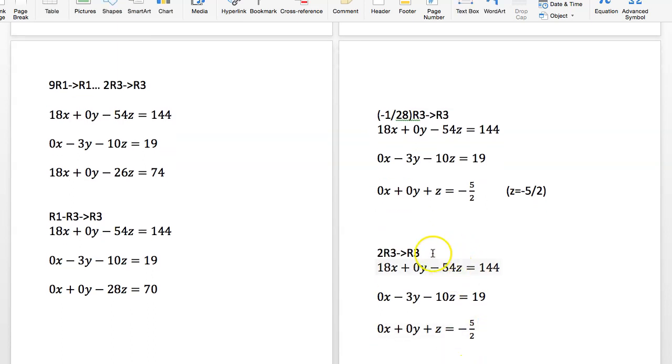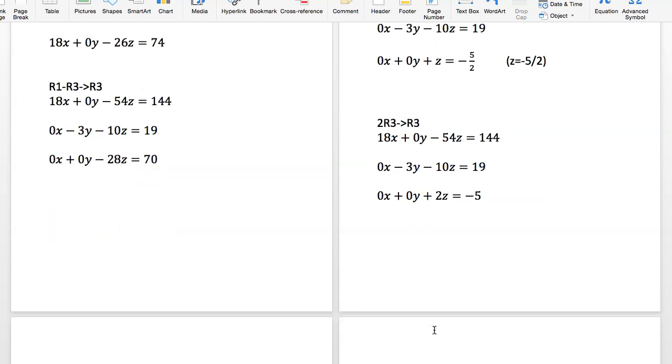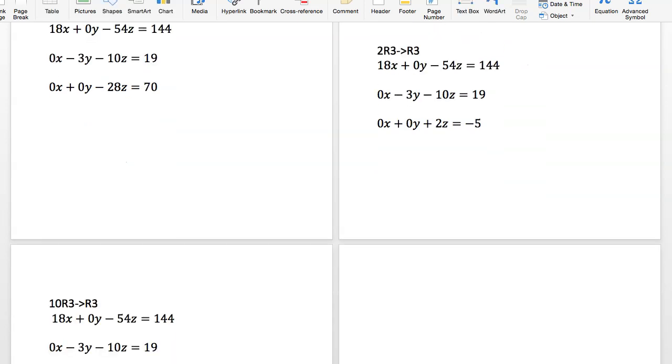I did. Okay, when I scaled back, this is neg 5 halves. So if I multiply by 2, that needs to be 2z there. Oops. Okay. At least it was way later that I made the mistake. Okay, that's 2z in neg 5. And then now if I do 10 times row 3, oh, that's 20z. And that's still neg 50.